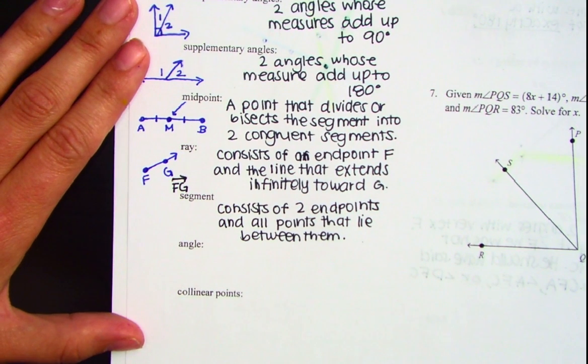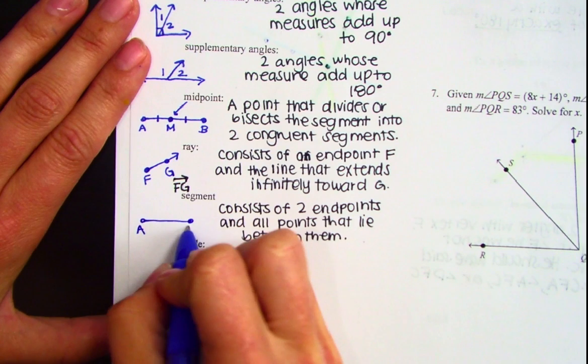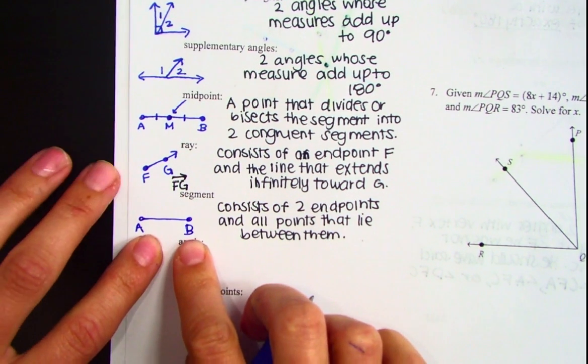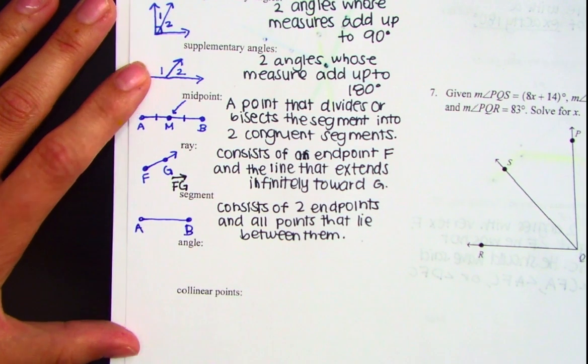So an example of that would be if I had segment AB. A and B are my endpoints, and then the segment includes all of those points that lie between them.